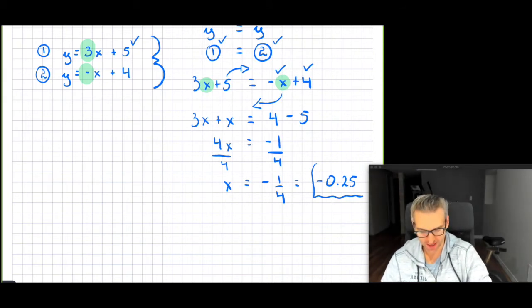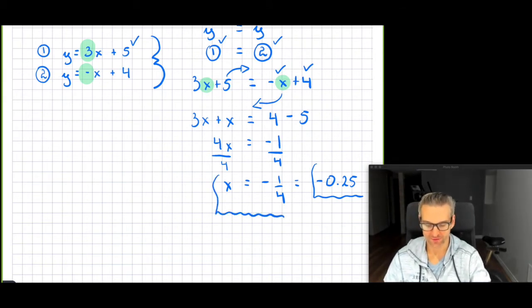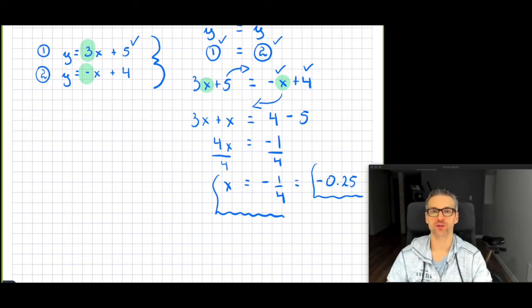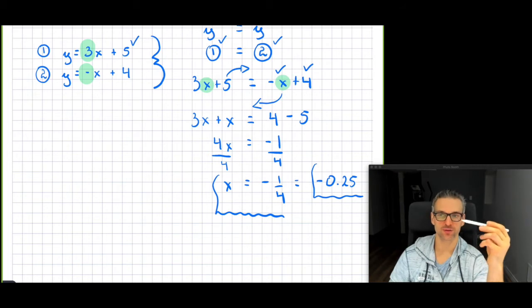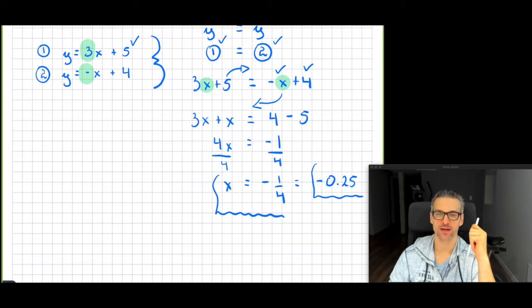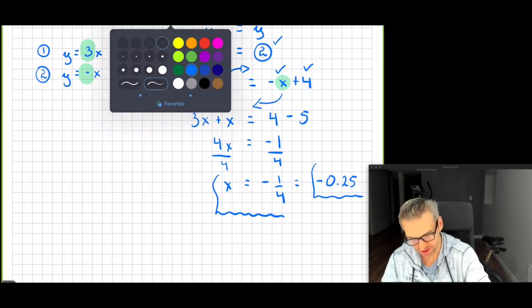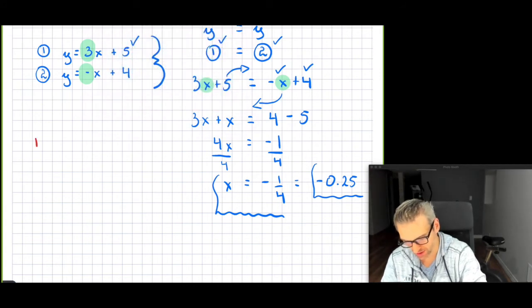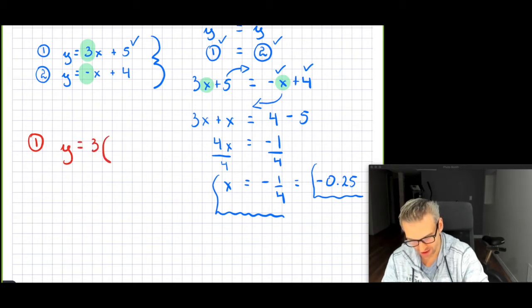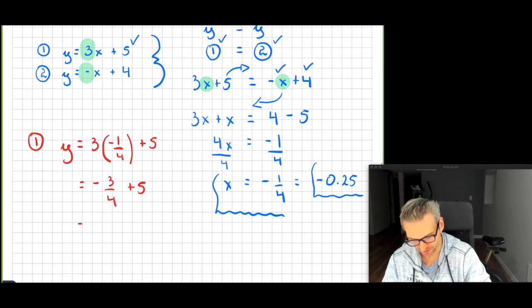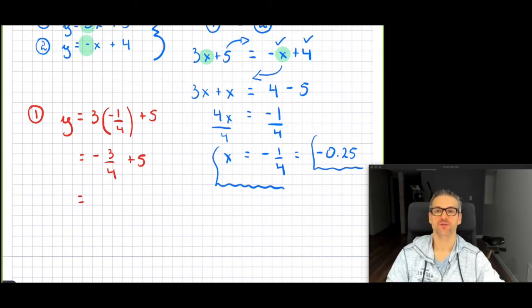So once you find your x, all you have to do now is substitute it back into the original equation. You can substitute it either into equation 1 or into equation 2, whatever is more convenient for you. So for instance, I'm going to take my x and substitute it into equation 1, and I'm going to find my y. So y is equal to 3 times negative 1 over 4 plus 5. And this gives me negative 3 over 4 plus 5, and I can find what my y is.